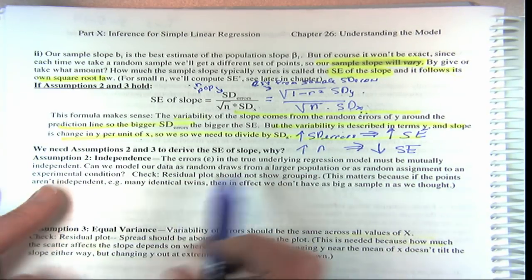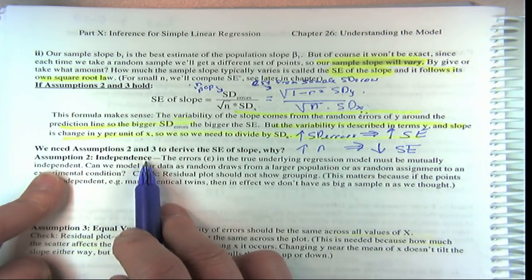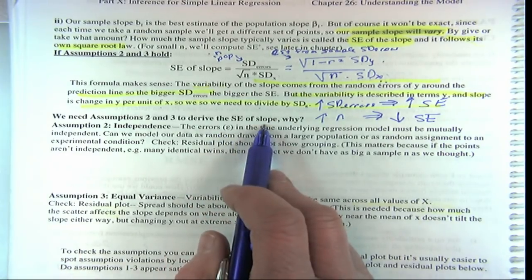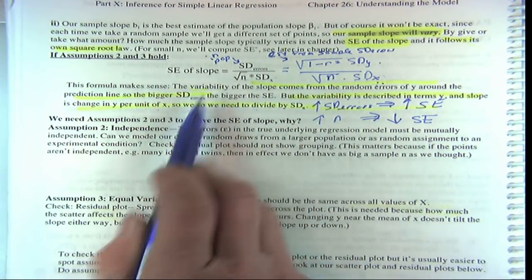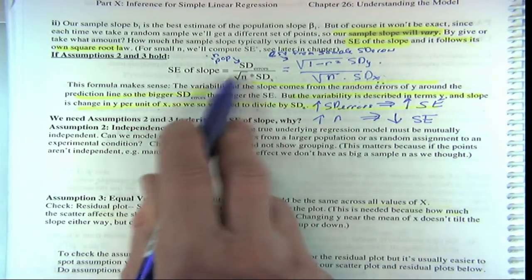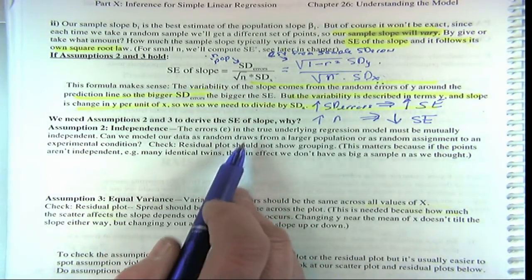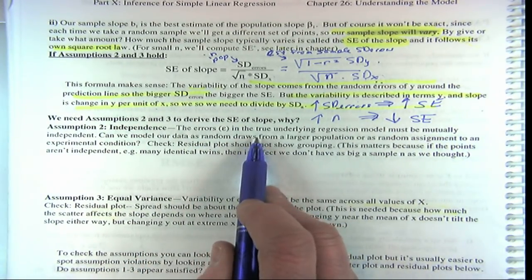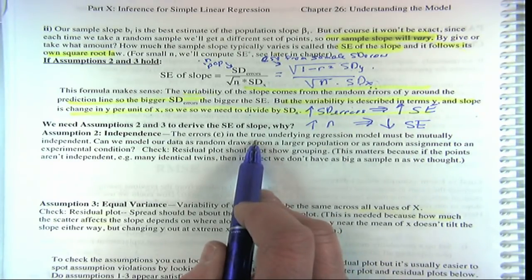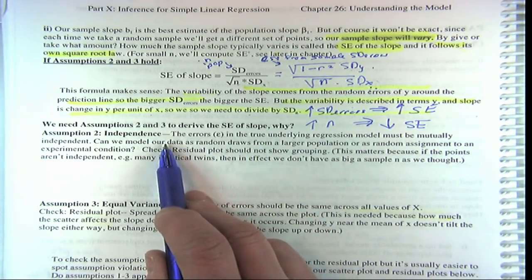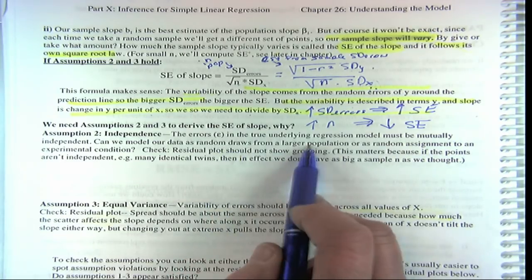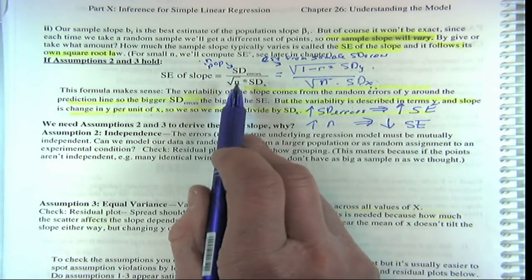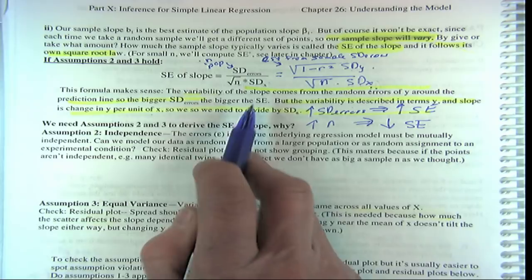All right, so now we need these assumptions of independence and equal variance to have come up with this. Why did we need it to derive the standard error? We didn't really derive it. I just said why it made sense. But why do we need independence of the errors? Well, the idea is this, that we want to model our data as random draws from a large population, right? And so this n here depends on the draws being independent of each other.